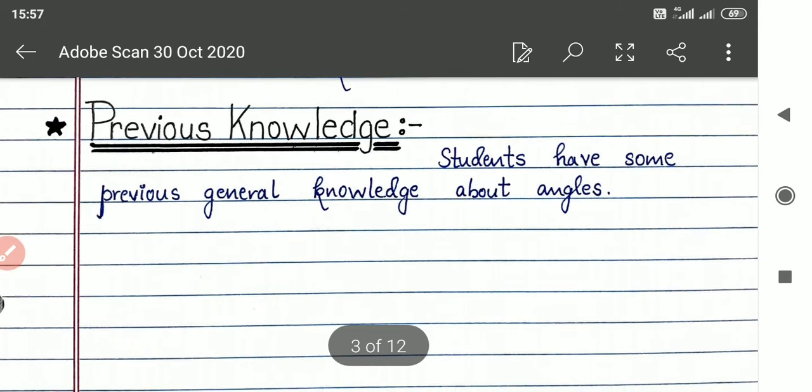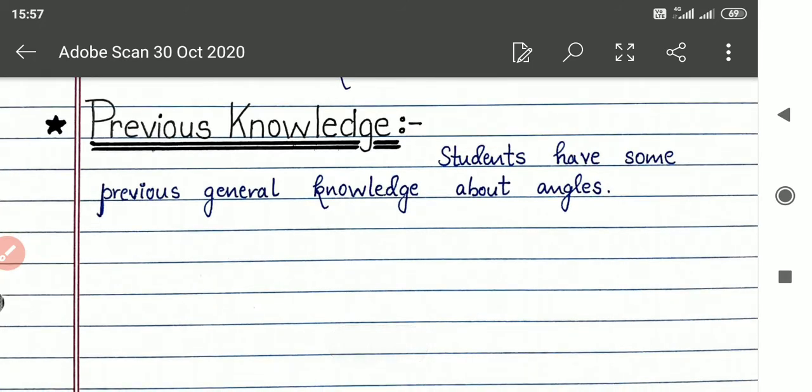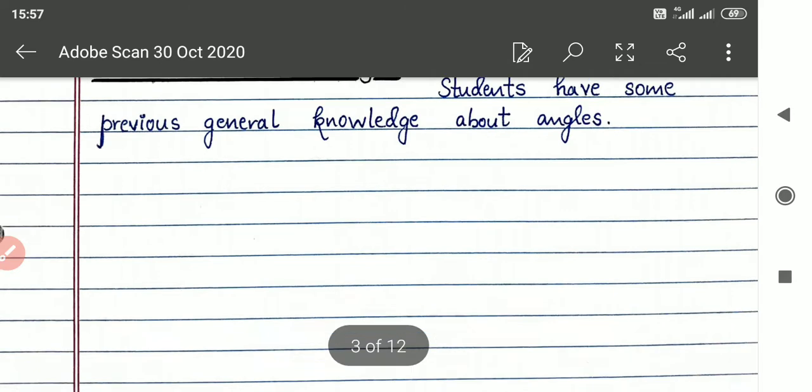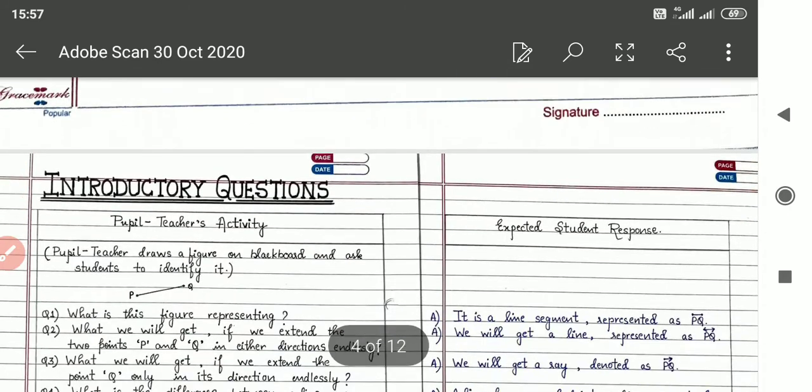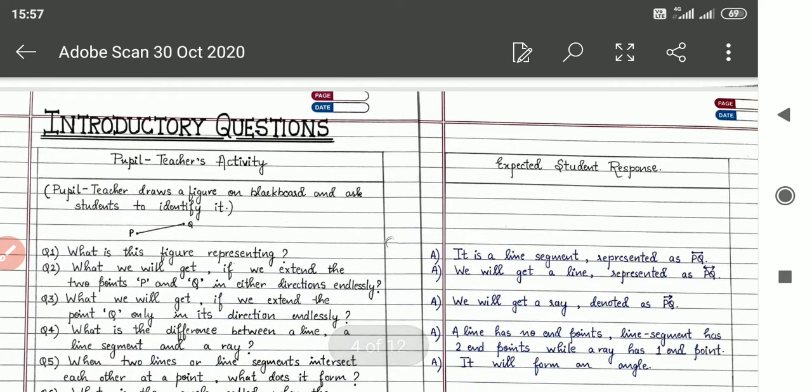Then comes the previous knowledge. Whatever the student knows before beginning that chapter, that topic, comes under this heading, previous knowledge. Then we move on to the introduction, where we relate the previous knowledge with the upcoming knowledge which the pupil teacher is going to teach in the class.